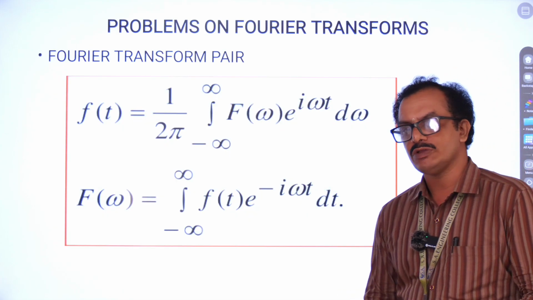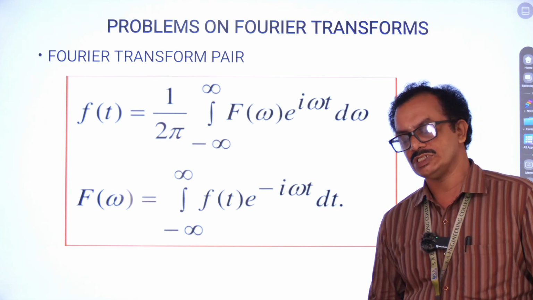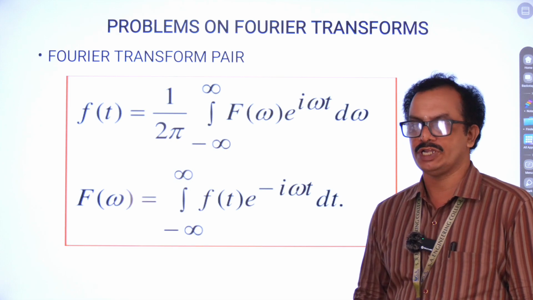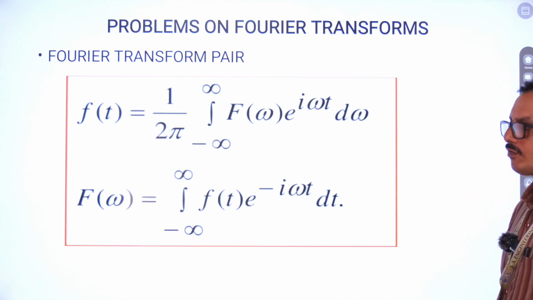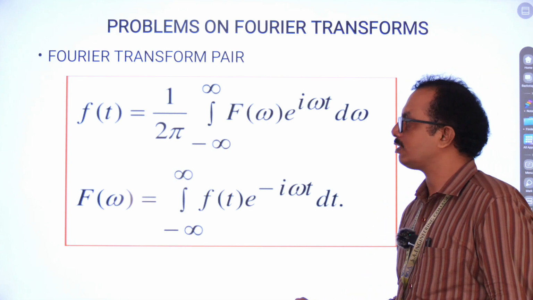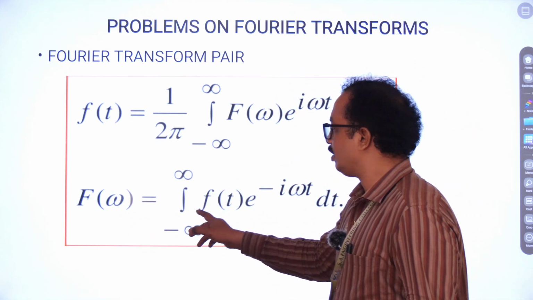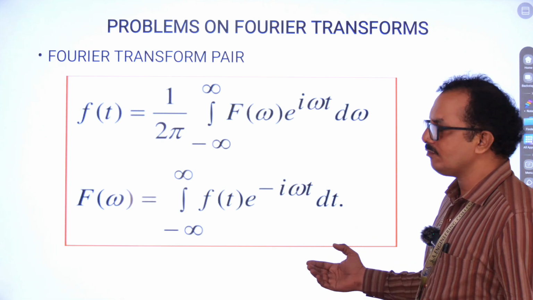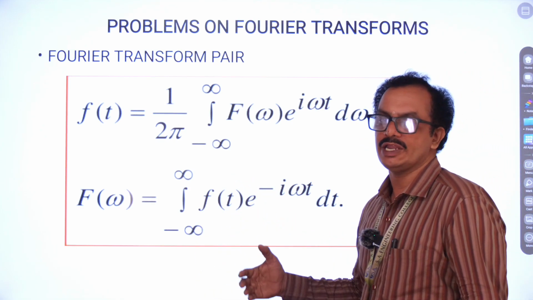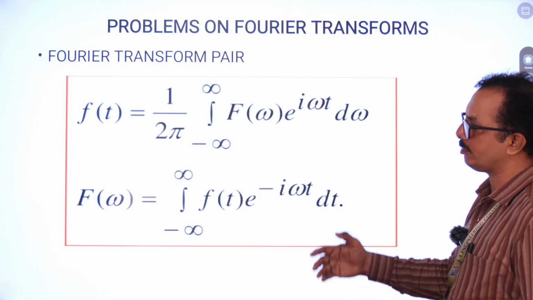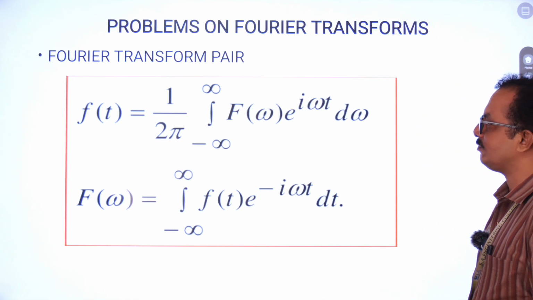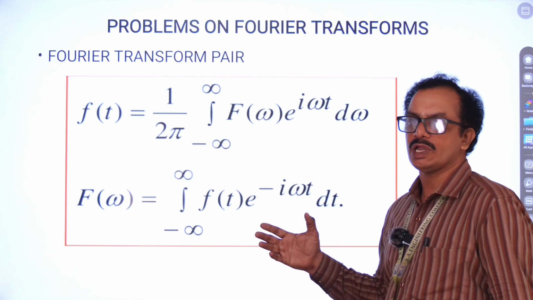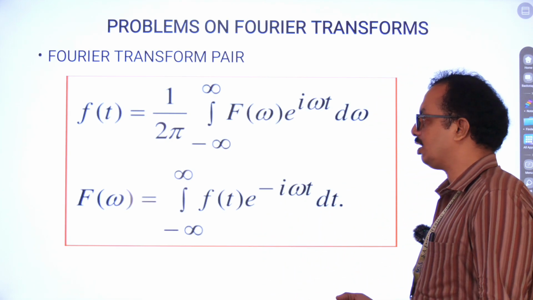Sometimes it will be asked what the Fourier transform pair is. It is nothing but representing the Fourier transform and the inverse Fourier transform. When I take the Fourier transform of f of t, the formula is F of omega equals integral from minus infinity to plus infinity of f of t e power minus j omega t dt. When I take the inverse Fourier transform of F of omega, I get the original signal f of t, that is f of t equals 1 by 2 pi integral from minus infinity to plus infinity of F of omega e power j omega t d omega. So f of t and F of omega are the Fourier transform pair. Okay, kindly make a note of it.